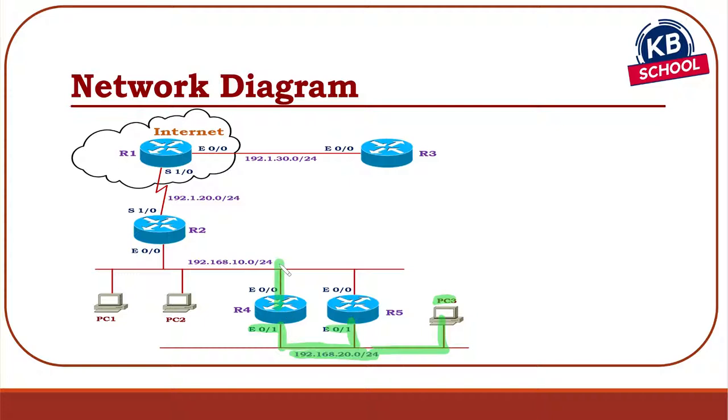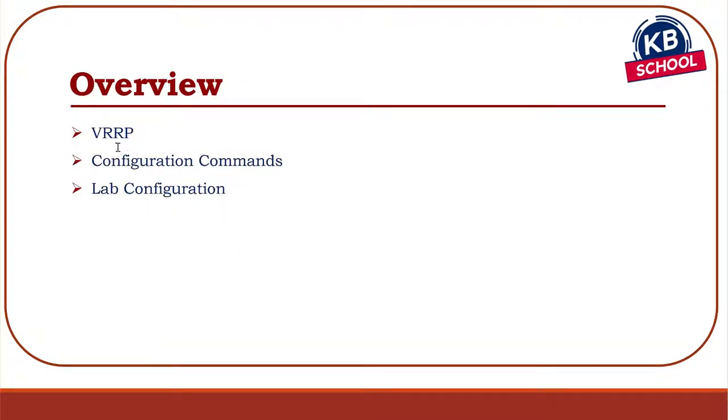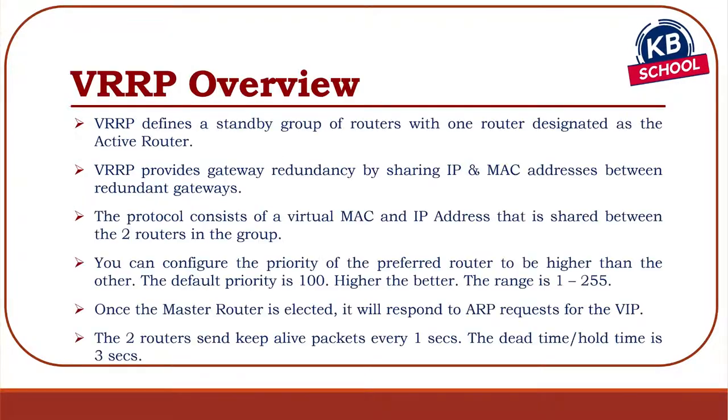So this PC, my test will be to be able to go there through the active router. I want router 4 again to be the active preferred router. The active router actually now is not going to be called the active router, it's going to be called the master because I'm going to do VRRP. So that's the objective of this particular video. The overview: VRRP, a quick review and some new stuff, configuration commands, and the actual lab.